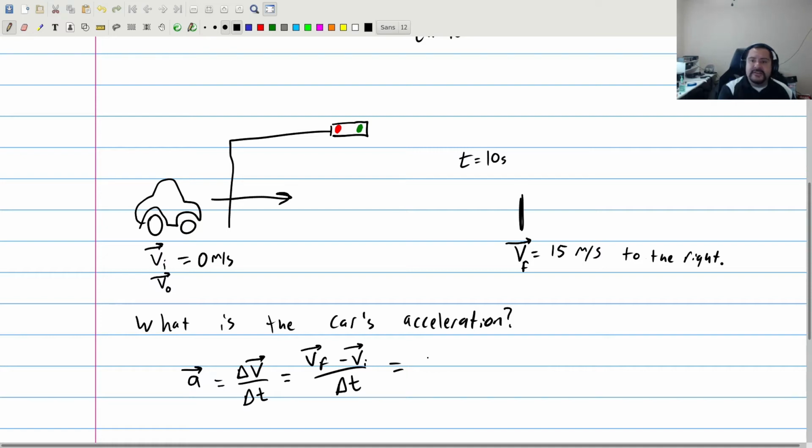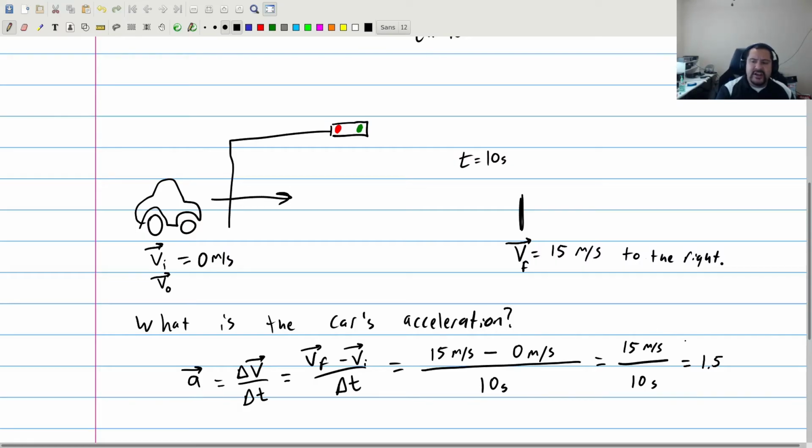V final is 15 meters per second. So 15 meters per second, minus v initial is 0 meters per second, divided by our time, our change in time is 10 seconds. That's how long he took to speed up. So this is equal to, work on the top first, 15 minus 0 is 15 meters per second divided by 10 seconds. And this is equal to 15 divided by 10 is 1.5 meters per second divided by seconds.